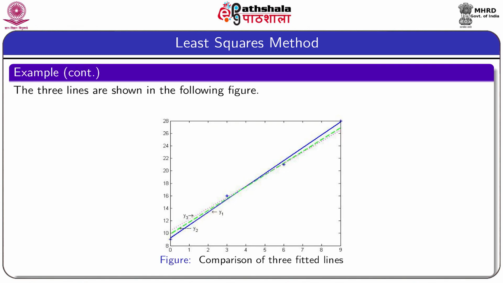The three lines are drawn in the following figures. The first line y1 is drawn in blue color. Note that this line passes through the end points. The second line y2 is drawn with dotted green lines, and this line is close to the middle points, but far away from the end points. And the third line y3 is drawn with a small dotted line, and this particular line is very close to the middle points but far away from the end points.